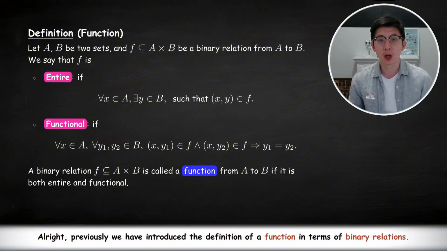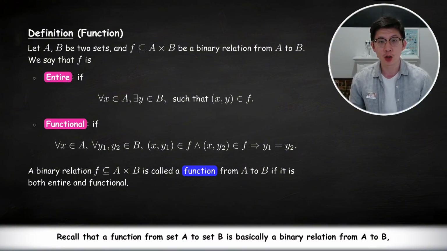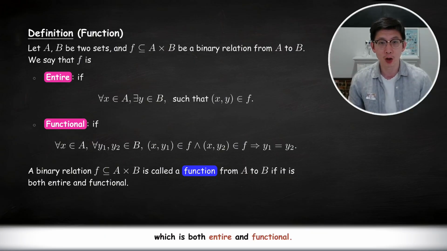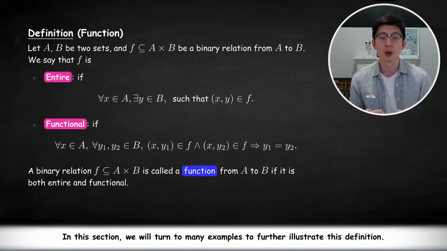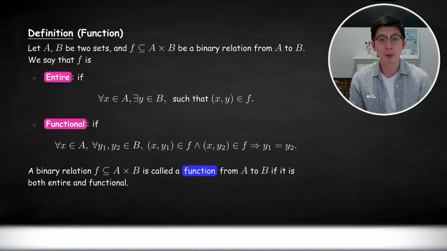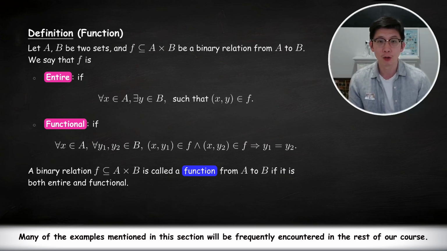Previously, we have introduced the definition of a function in terms of binary relations. Recall that a function from set A to set B is basically a binary relation from A to B, which is both entire and functional. In this section, we will turn to many examples to further illustrate this definition. Many of the examples mentioned in this section will be frequently encountered in the rest of our course.